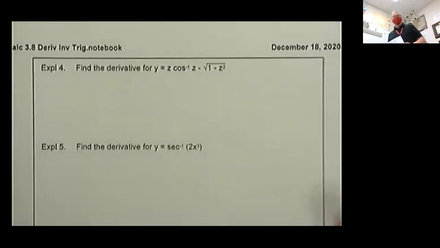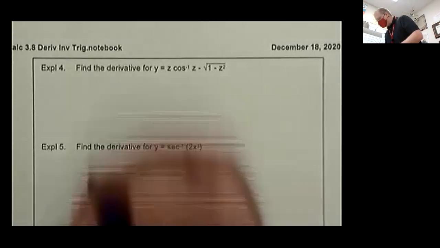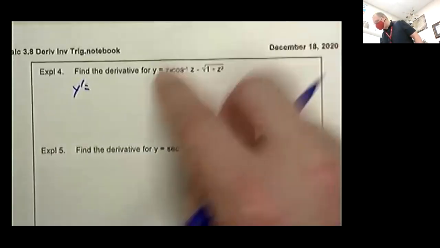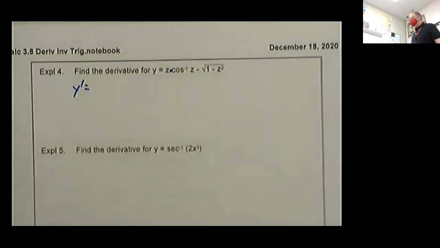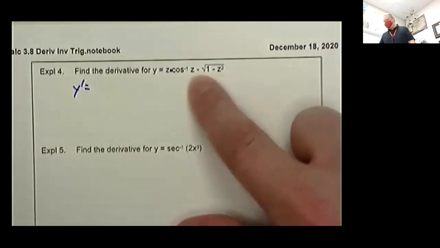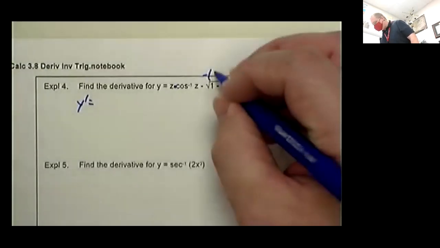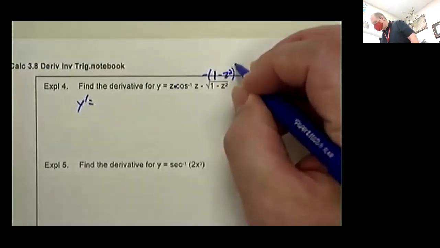So find the derivative for y is equal to z cosine inverse of z minus square root of 1 minus z squared. All right, so we have y prime. And we need to notice, what do we need to notice? Well, we're multiplying a variable times the cosine. So we're going to have to use the product rule on that one. For the derivative of this one, it's separated by minus. So we can just take the derivative of that using the regular chain rule. Remember, this would be minus 1 minus z squared to the 1/2.